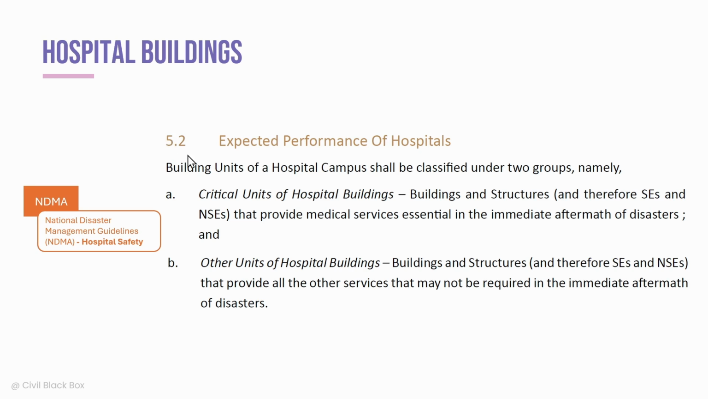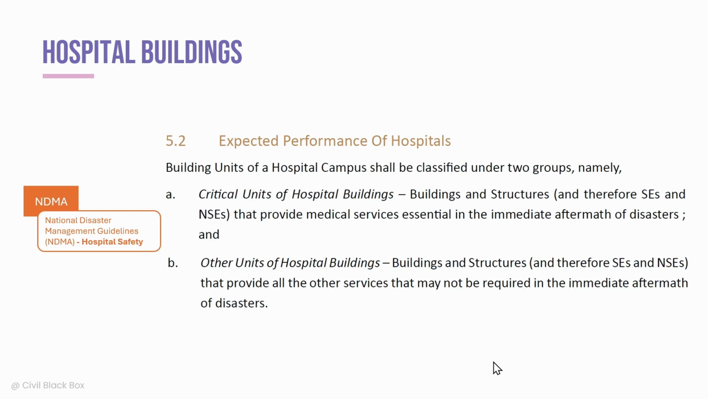If you go through clause 5.2, which talks about the expected performance of hospitals, it talks about 2 different classifications of hospitals. The first type is the critical units of hospital buildings. Now, these are going to be hospitals which provide medical assistance, which is essential in the immediate aftermath of the disasters. And then there are other types of hospitals which may not be required in the immediate aftermath of disasters. So we have a criteria where the critical units of hospital buildings will be the ones which are going to be catering to anything which happens just after the earthquake, and the other hospital buildings are not specifically designed for that purpose. That is the only key difference here.